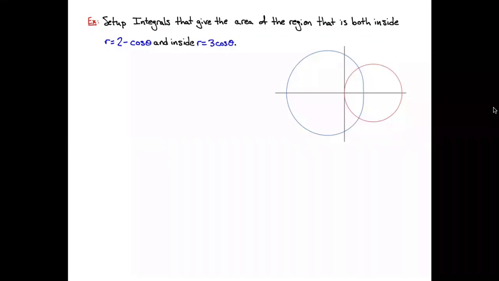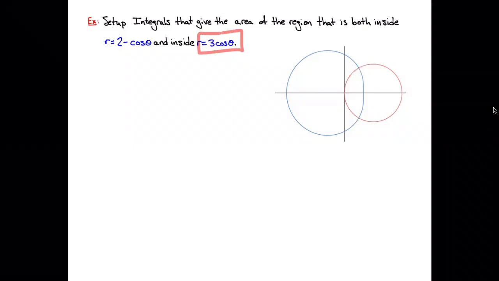So this problem is a polar area problem. We're trying to find the area that lies both within r equals 2 minus cosine theta and within r equals 3 cosine theta. First thing we have to do is figure out which curve is which. I recognize that r equals 3 cosine theta is a circle on the positive x-axis, and that is the red curve. That means the blue curve is r equals 2 minus cosine theta. Next I want to identify what region I'm trying to find, and that's this region here.